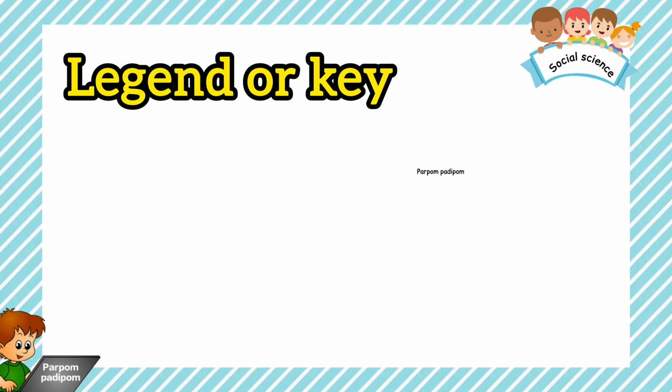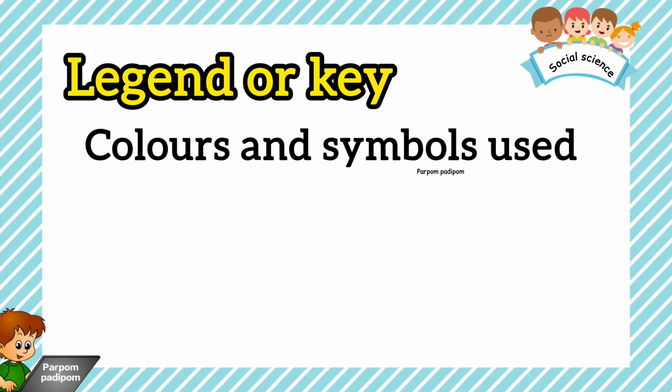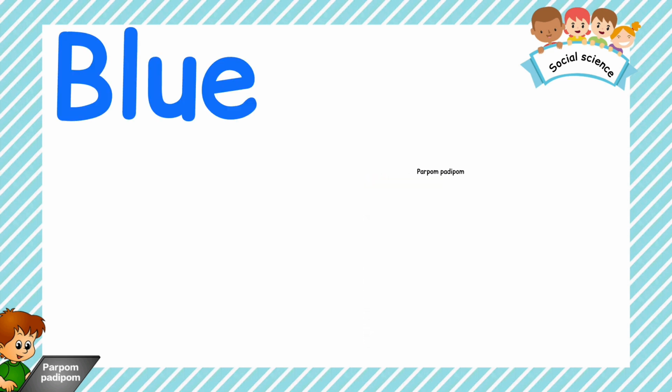Legend or key. The legend or the key of a map explains the colors and symbols used in the map. It is usually given in a box in one corner of the map. It is important to understand these colors and symbols because they help us to read the map. All maps follow a common scheme of colors.